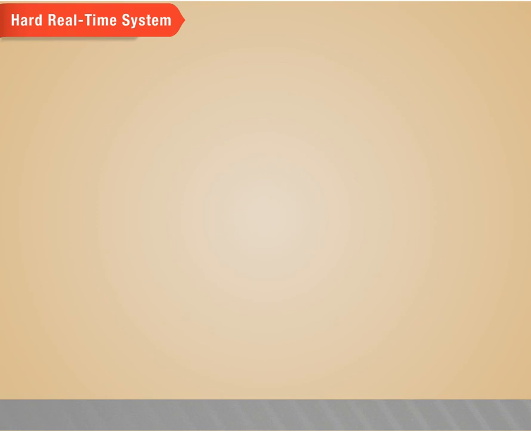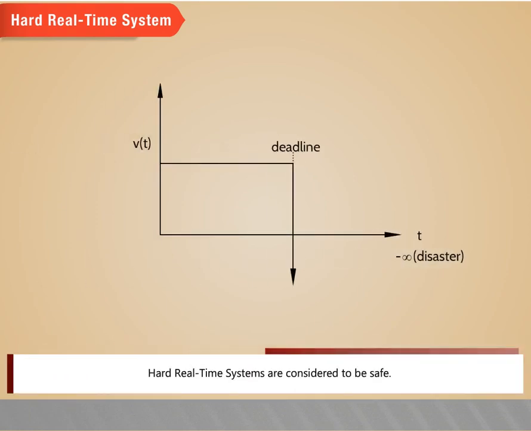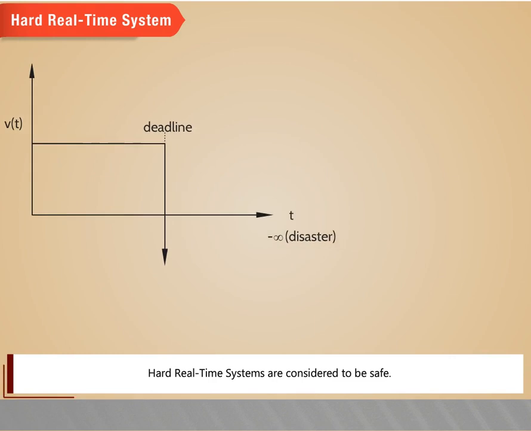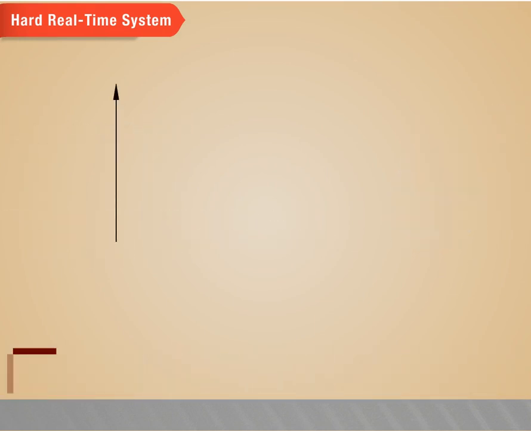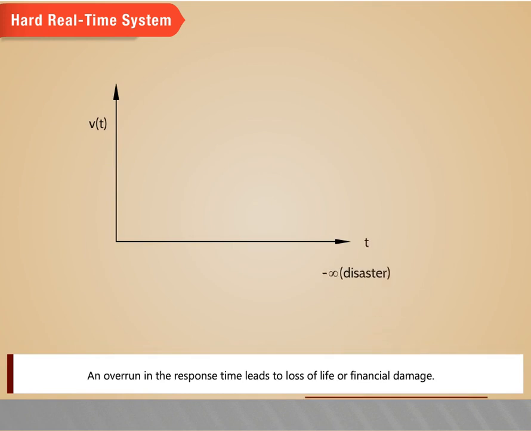Hard real-time system. Hard real-time systems are considered to be safe. An overrun in the response time leads to loss of life or financial damage.